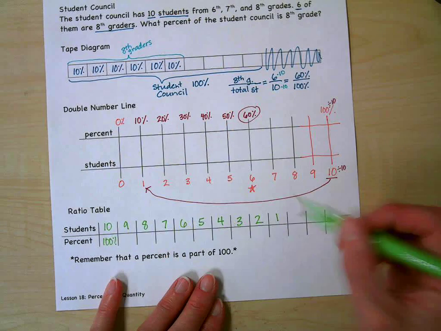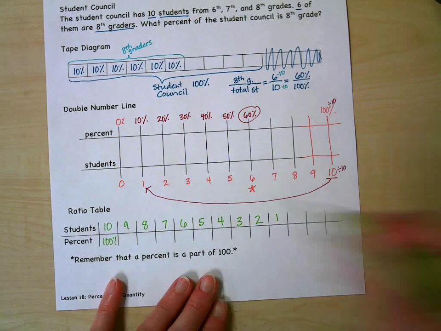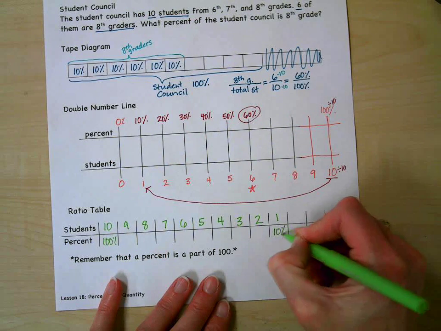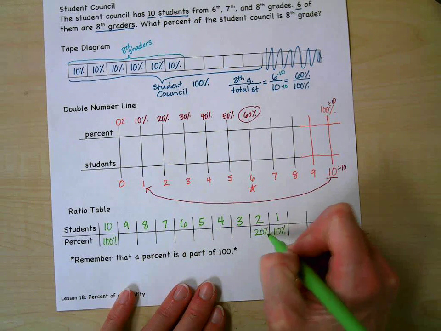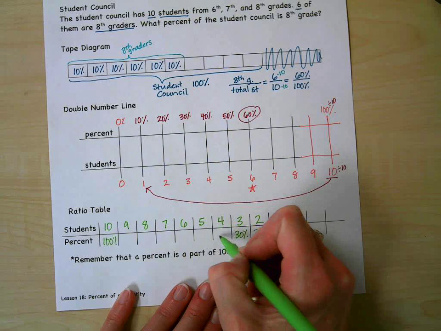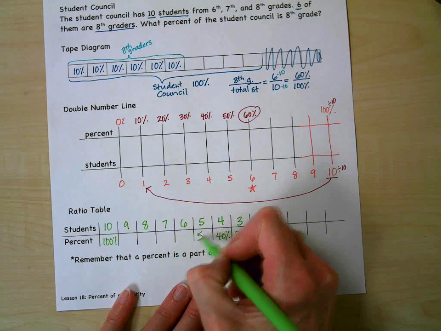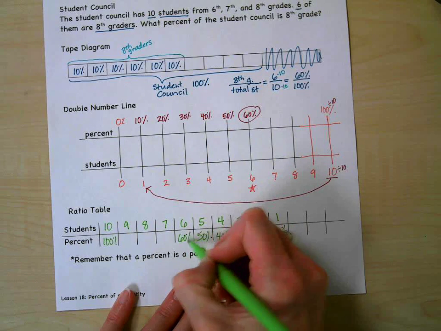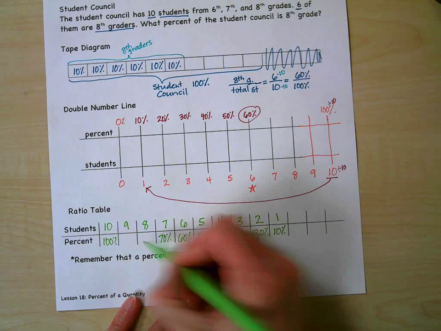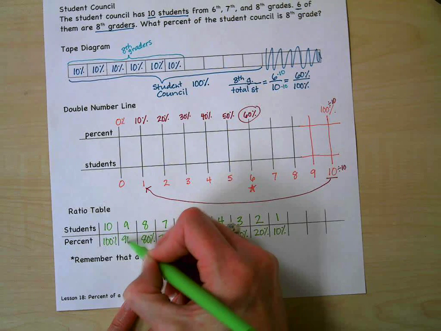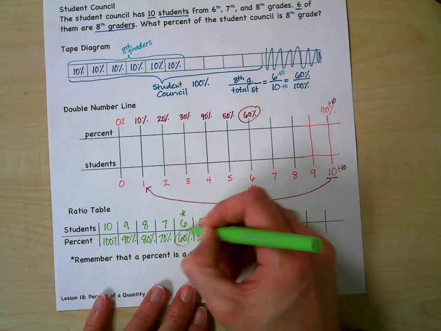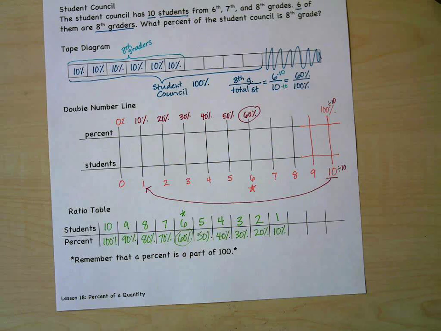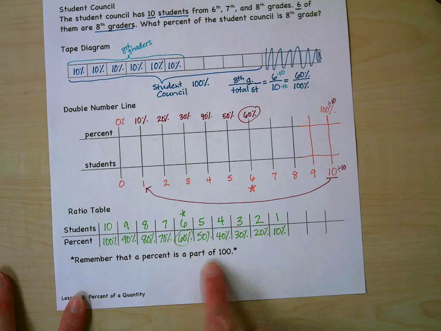So the question that you ask yourself is, how did you get from 10 to 1? You divided by 10. 100 divided by 10 is 10%. And so now we can work backwards. So 1 equals 10%, 2 equals 20, 3 equals 30, 4 equals 40, 5 equals 50, 6 equals 60, 7 equals 70, 8 equals 80, and 9 equals 90. So if there are 6 kids in student council that are 8th grade, what would be the percent of them? 60%.